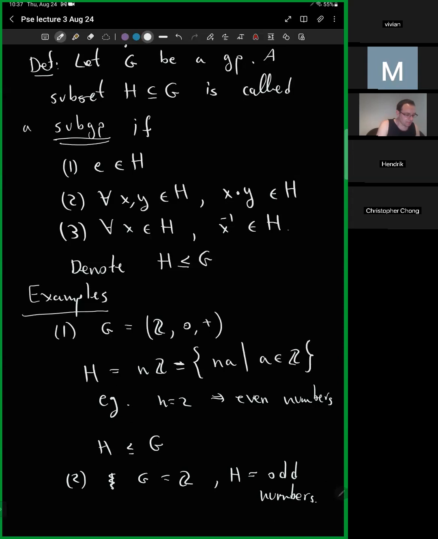When you add odd numbers, you get an even number. Exactly. So it is not closed under the binary operation. So this axiom is not satisfied, but there is also another axiom that is not satisfied. What is it? There is no neutral element. Exactly, because the odd numbers do not contain 0, and 0 is the neutral element. So also this axiom is not satisfied.